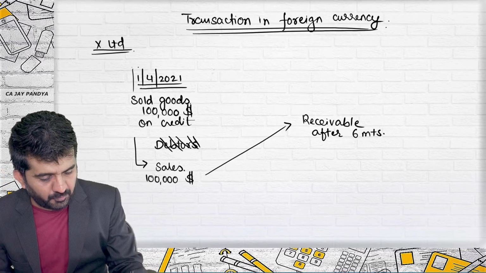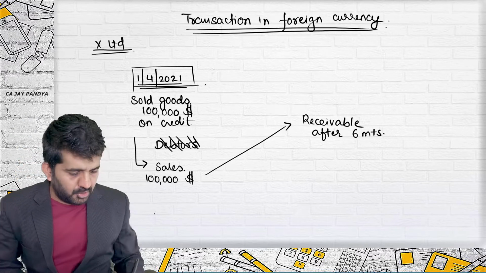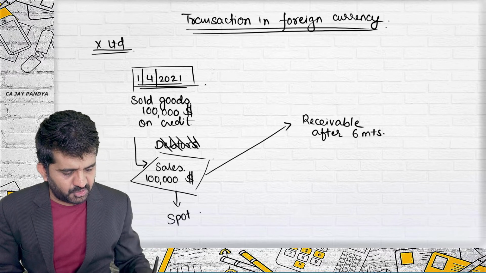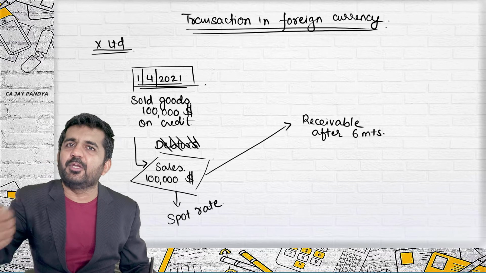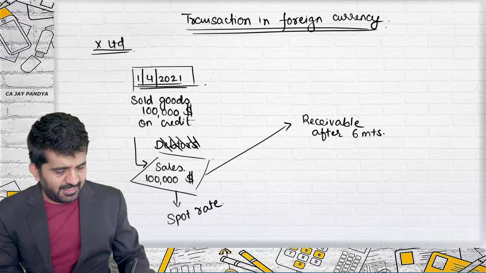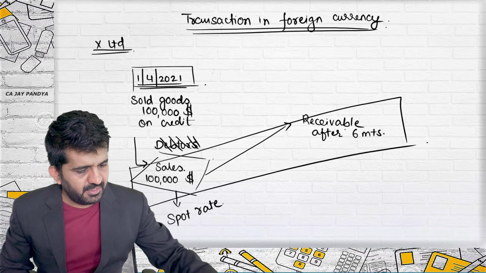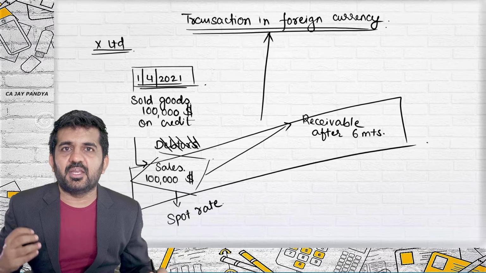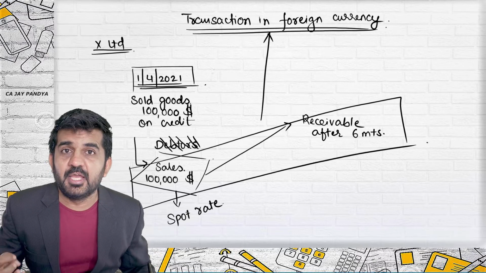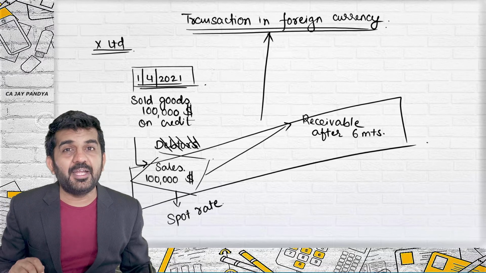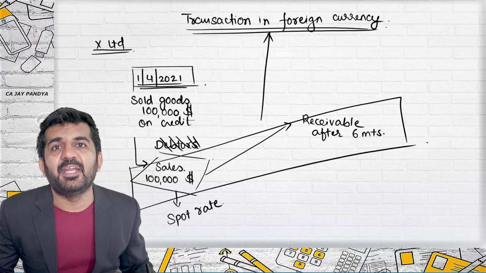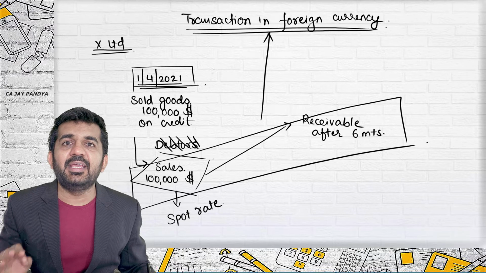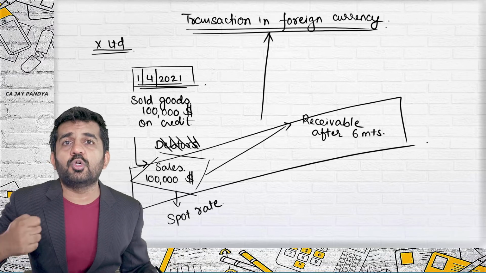Then this sales will be recorded today, that is 1/4/2021. And it will be recorded at a spot rate. Sir, what is spot rate? We are going to learn ahead. First, try to understand this transaction is nothing but a transaction in foreign currency. If you are in India, you might be exporting goods and your receivable might be dollars. You might be importing goods and your payable might be dollars or pounds or any other foreign currency. So AS11 will deal with all this transaction, how to convert it.